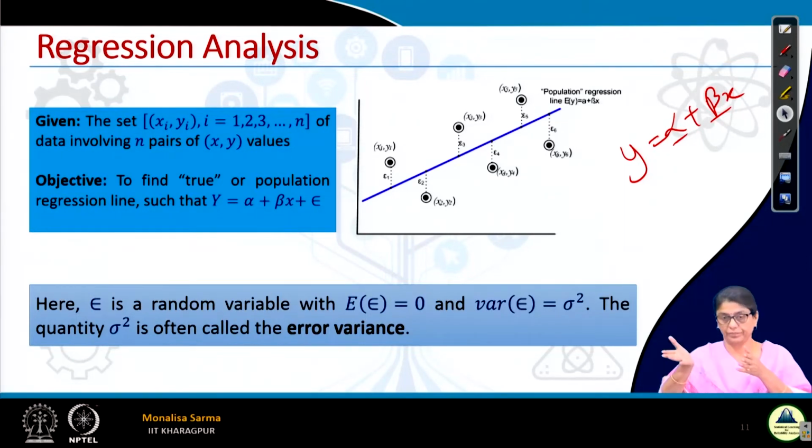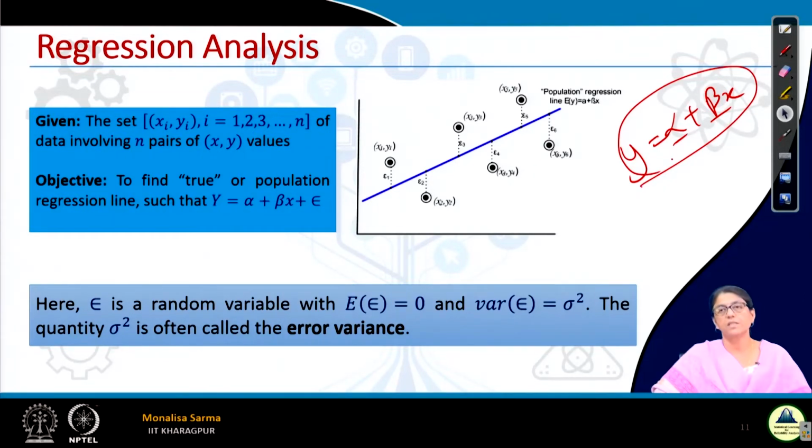Again, the price of a house in the same locality, with the same square feet, but still some houses are sold at a higher price, some houses are sold at a lower price. So you see that this is not a deterministic equation.